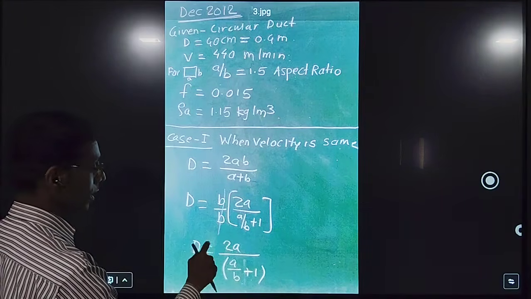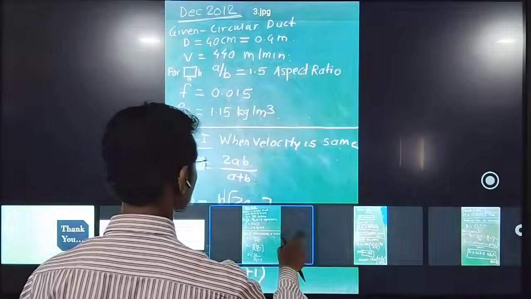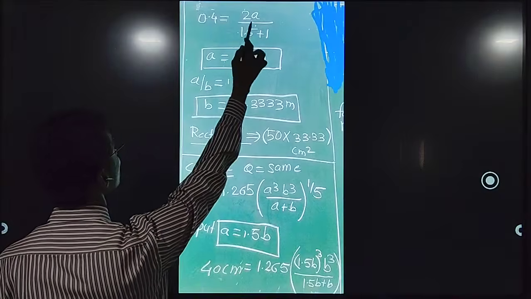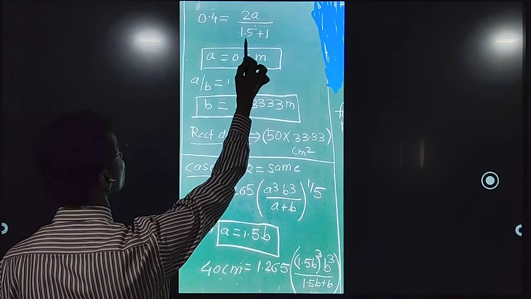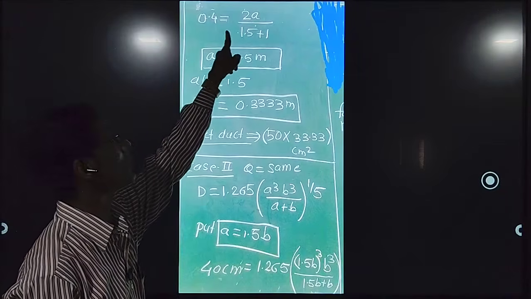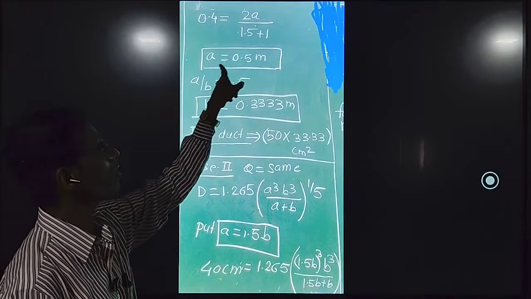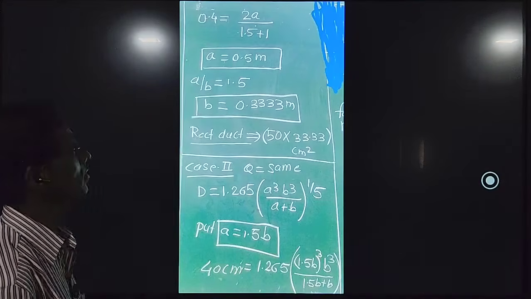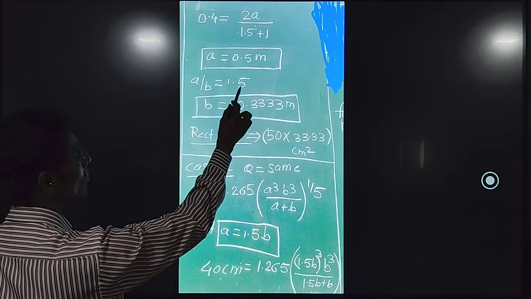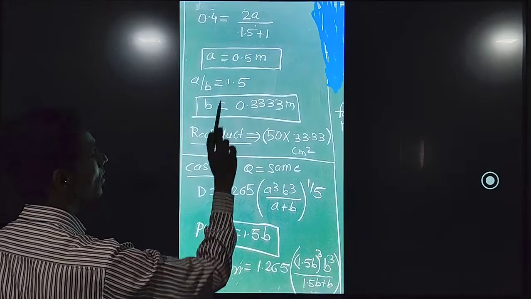So we can now calculate the value of A. In the next case, this is a diameter of 0.4, twice A divided by aspect ratio 1.5 plus 1. By doing this step calculation, we find the longer side of the rectangular duct, that is A, in meters. By using this aspect ratio, A by B is equal to 1.5, we find the other side of the duct, B, in meters.